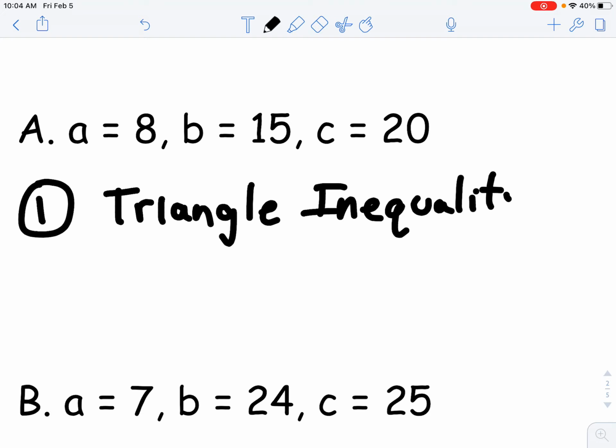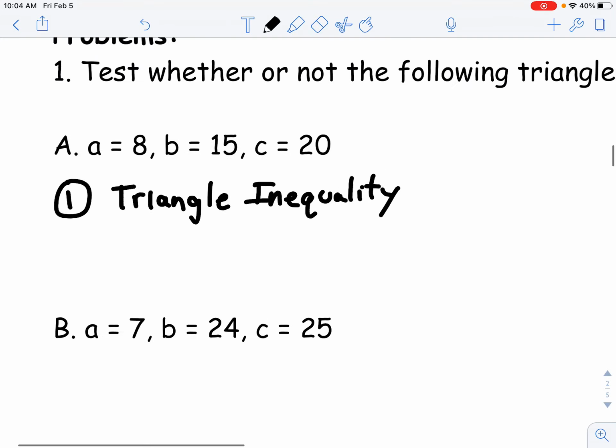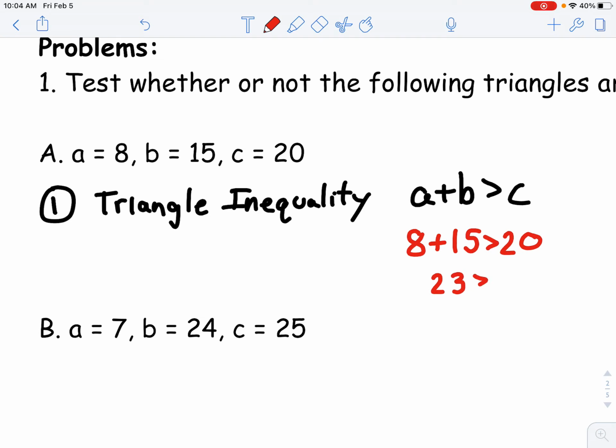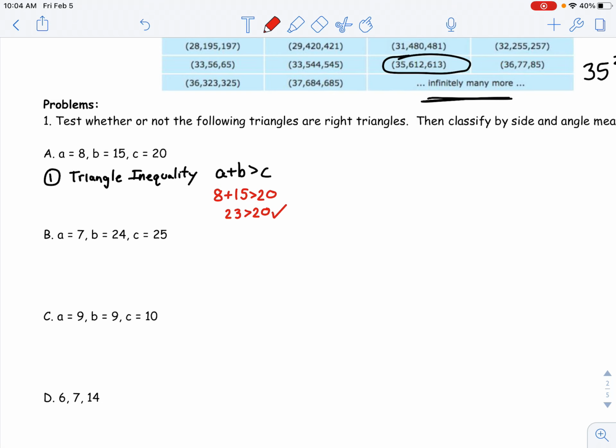And what do I mean by that? We have this in Unit 5, where the two smaller side lengths, in this case A plus B, has to be bigger than C. All right, don't forget about the triangle inequality. That still must work. So in this case, it's going to be 8 plus 15 is greater than 20. 23. All right, so cool. It's possible to make a triangle with these side lengths. We first must check that.